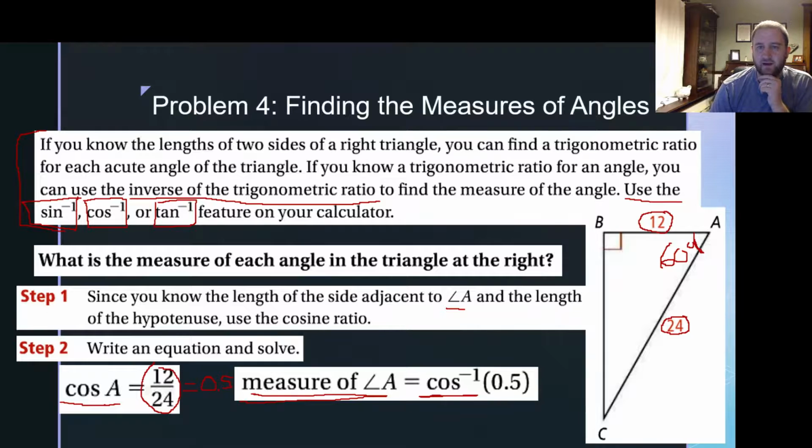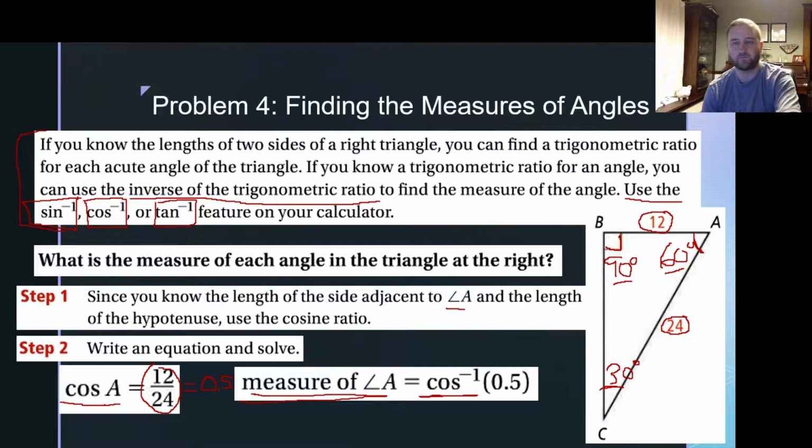Okay. Now we want to find B. B is easy to find, right? That's 90, because that's what that box means. That's 90 degrees. And then how would we find C? Well, we should know that the measures of the angles of a triangle all add up to 180, right? So if this is 90 and that's 60, that's 150 together, so that leaves 30 degrees left over.